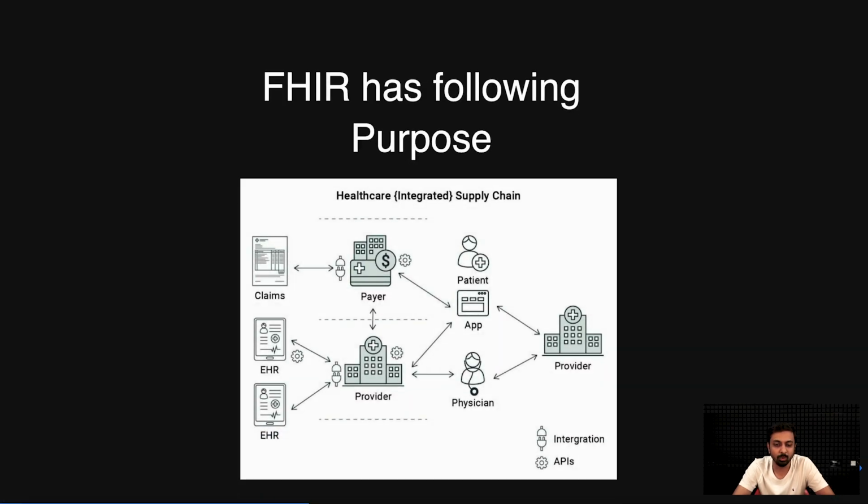So if I need to put together what the whole of FHIR is, you can see in the diagram that there are providers, EHR platforms, lab test reports, claim insurance, patient applications, web portals, and physicians. So in order to have seamless communication among all the organizations and entities, there should be a standard way of doing it, and FHIR is helping us do that.